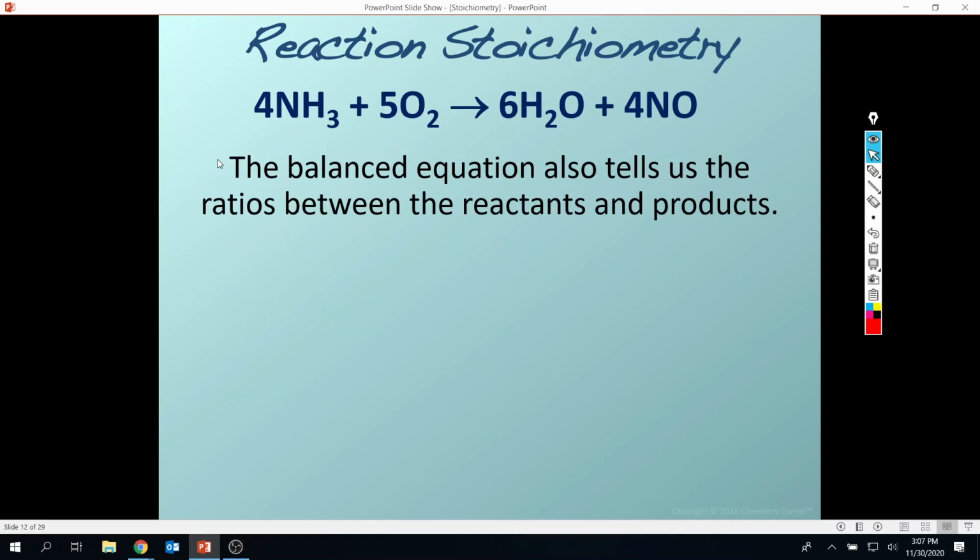Reaction stoichiometry. And here's getting into the stoichiometry part of reaction stoichiometry, is looking at a balanced equation and saying, so how many moles of this do I need to make how many moles of that? Okay? And so it's about that balanced equation that tells us the ratio between the reactants and the products.